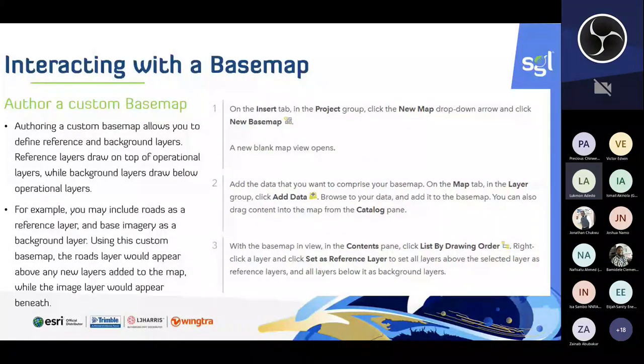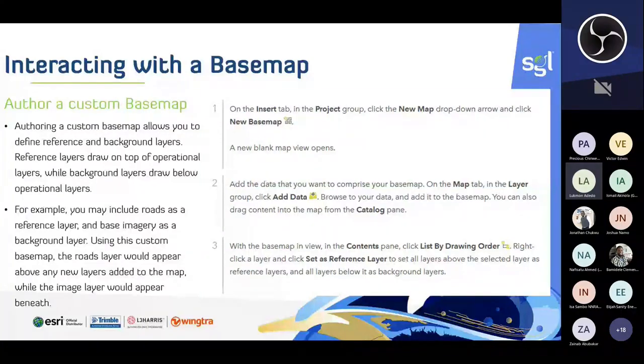To do this, you can just follow these steps. On the insert tab, in the project group, you click the new map drop down. There's a drop down arrow inside the new map. You click it and you select the new base map. A new blank map view will open. That is where you customize it.